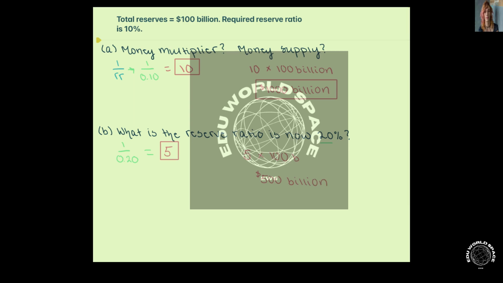And what we can see here is that by raising that reserve ratio from 10% to 20%, our money supply has dropped in half. So our decline here, we can calculate as that $1,000 billion in our money supply that we had prior to the raise, subtract from that this new money supply of $500 billion, and we can see that we had a decline in our money supply of $500 billion.